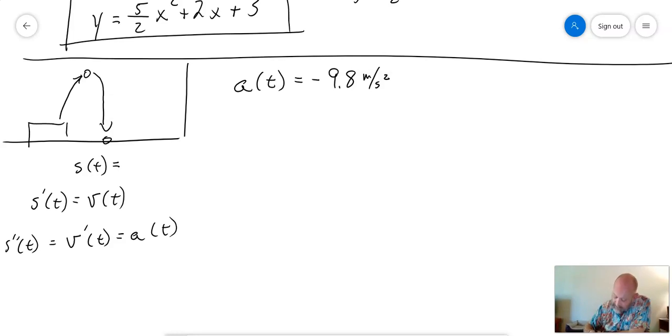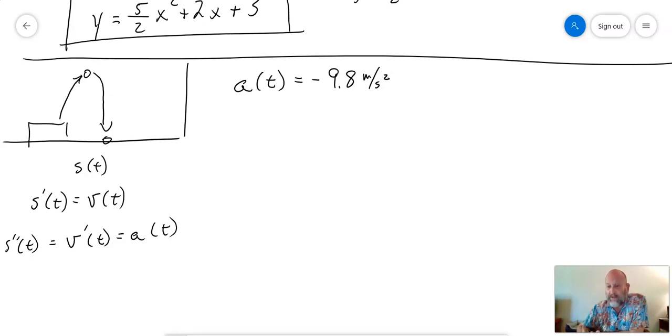Right? And so what that means is, if I take the derivative of position, I get velocity. If I take the derivative of velocity, I get acceleration. The reverse is true. If I take an antiderivative of acceleration, I get a velocity. If I take an antiderivative of velocity, I get a position. Right? So you can move both directions through this whole thing. And if I want to go from an acceleration to a velocity, I'm going to have to integrate.